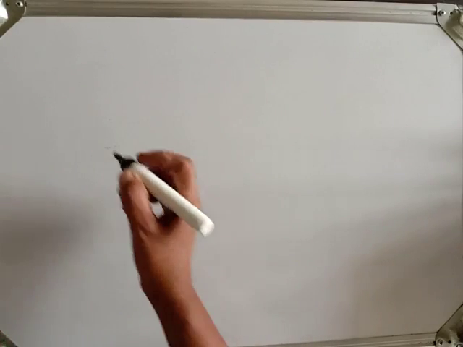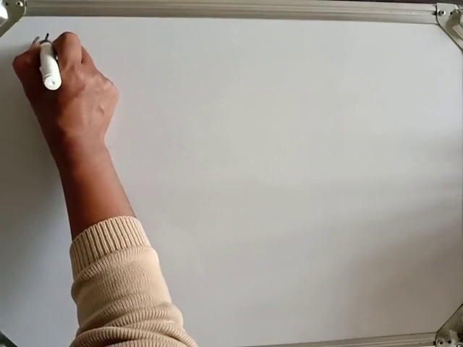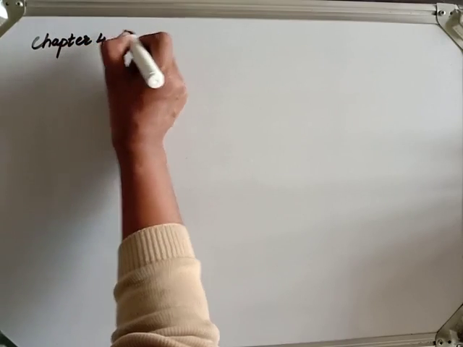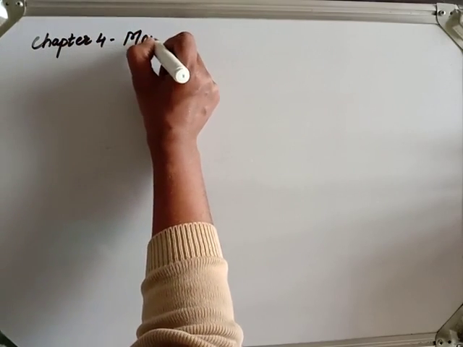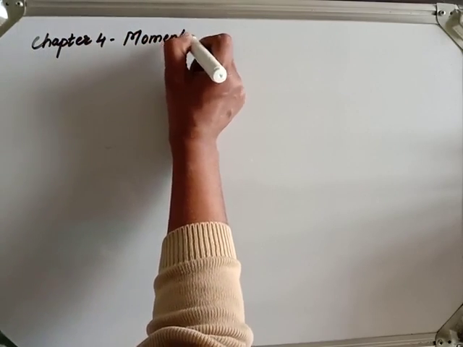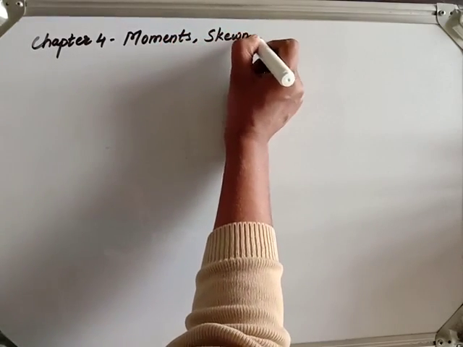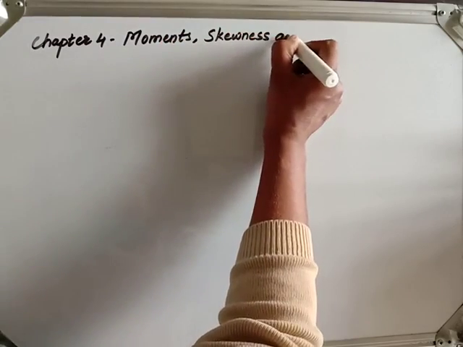Hello students, now here we will start our chapter 4. Chapter 4, that is moments, skewness and kurtosis.